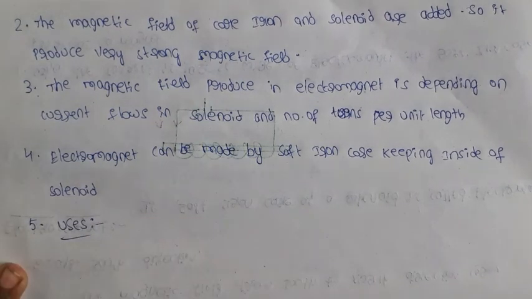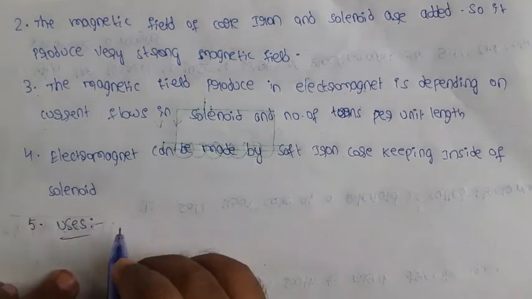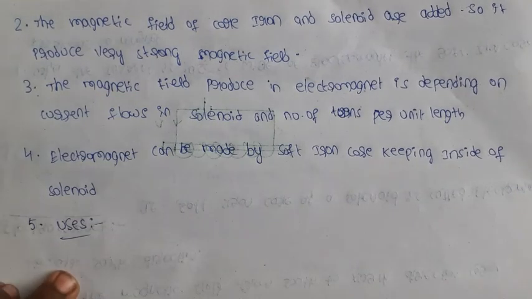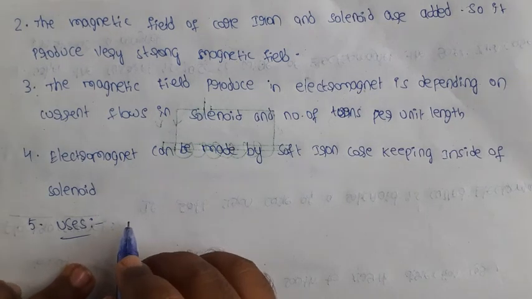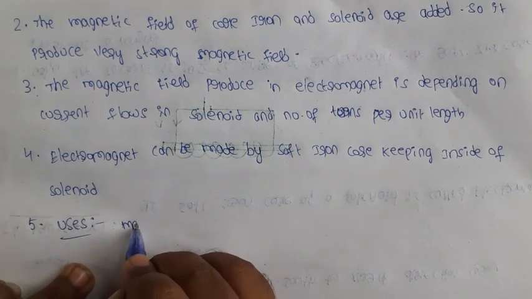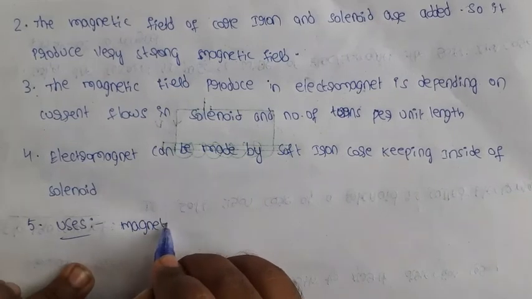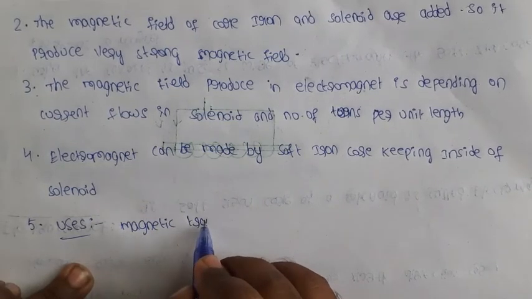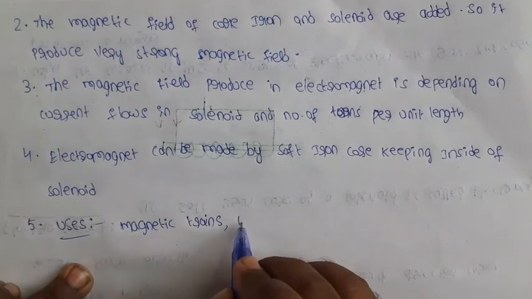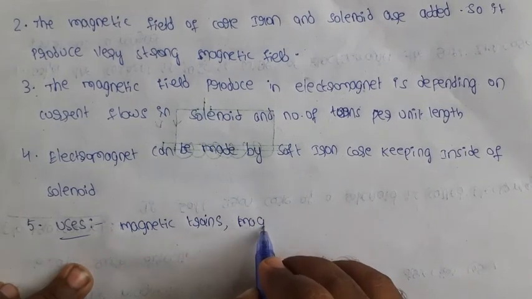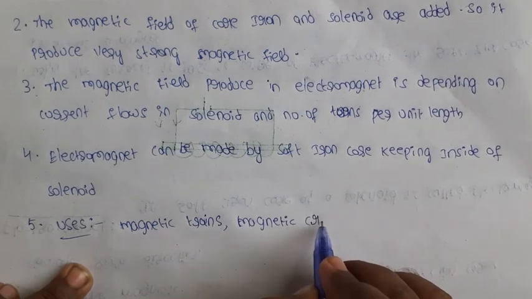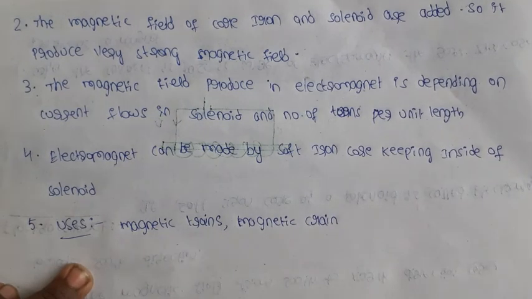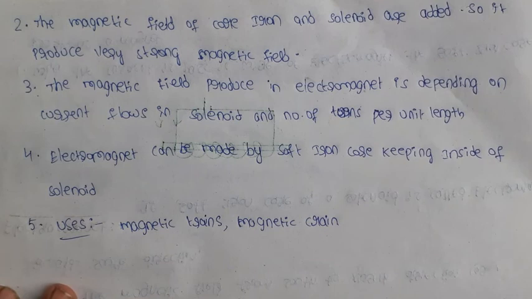Next point, uses of the electromagnet. These electromagnets generally produce high magnetic field. This high magnetic field is used in magnetic trains, magnetic cranes. This is about electromagnet.